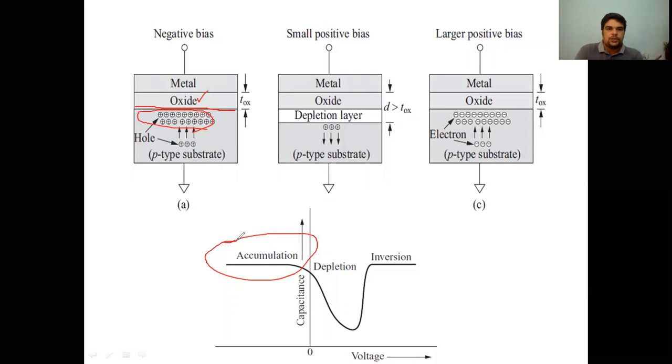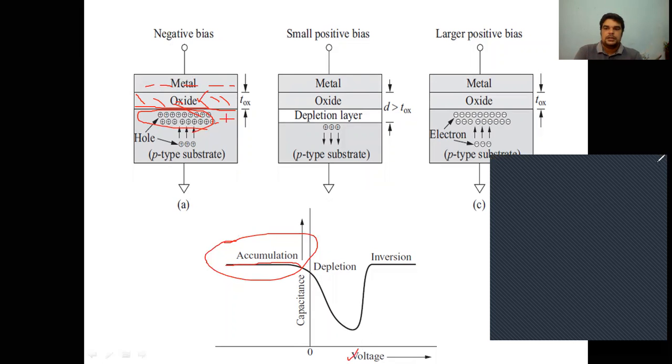In case of accumulation, we have a negative plate here and a plate having positive charge here, and in between we have a solid silicon dioxide layer. So it forms a capacitance, and this capacitance will nearly remain constant as long as the input is negative.